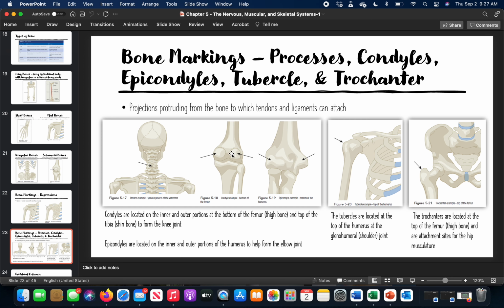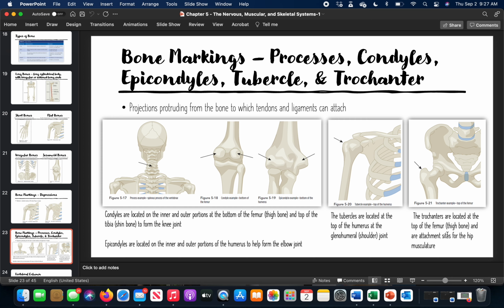You notice here in your knee, we have what we call condyles of the femur. Again, contact points for muscle. Then you have epicondyles, like you would find in your humerus, basically surrounding your elbow joint, again attachment sites for those regions as well. So: processes, condyles, epicondyles. We also go into tubercles. A tubercle is basically a bump, and one example is the bump that protrudes off the top part of your humerus. Again, another muscle attachment site.